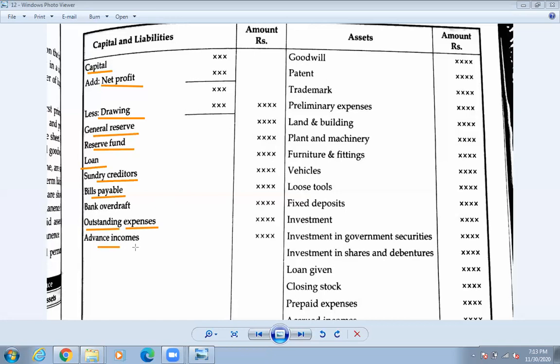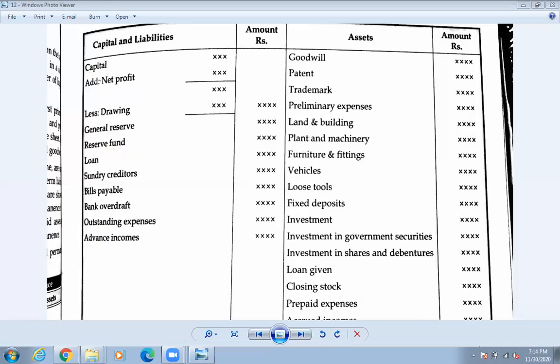We need to pay. Okay, that means that is also kind of liabilities to you. So advance income. So that is also the payment. Okay, so that is also the payment. So that should be done in the future. Okay, so that's why. So that is also kind of liabilities to you. Okay, so this thing, if you remember, then other things will be recorded over here.